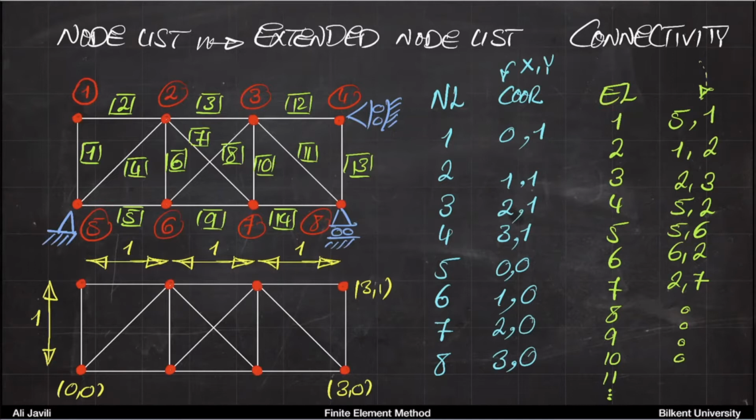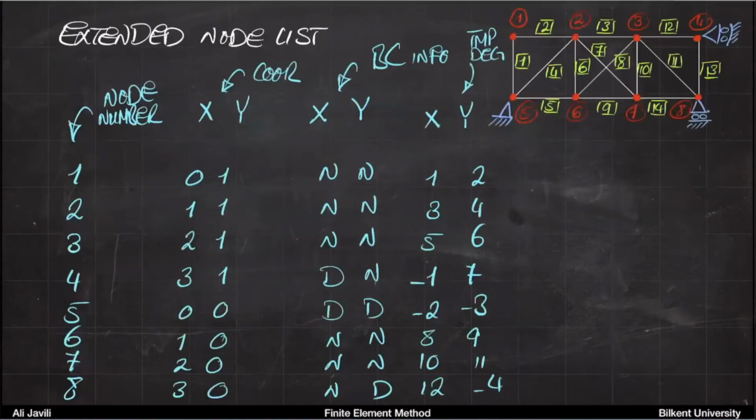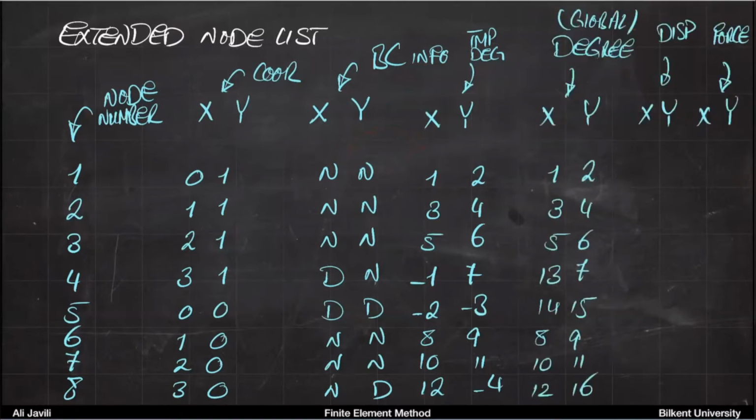And then if you look at that system, we can play the same game that we played previously about this extended node list. So you just write your node numbers, the coordinates come here, and then for each coordinate or for each direction, X or Y, you define your boundary condition, whether it is a Neumann type or a Dirichlet type. If it is a Dirichlet type, you subtract one. If it is a Neumann type, you add one to the plus number. And then from that, you basically get this numbering, these temporary degrees.